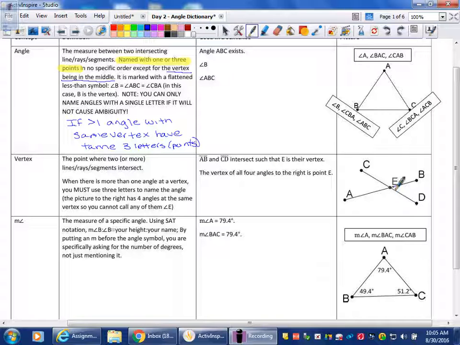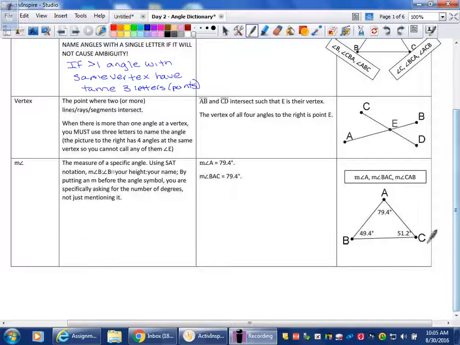If I look here, my vertex for this picture is E. E would be my vertex here. And it's the vertex of the intersection of segment AB and segment CB. Okay? So we all know what a vertex is now.